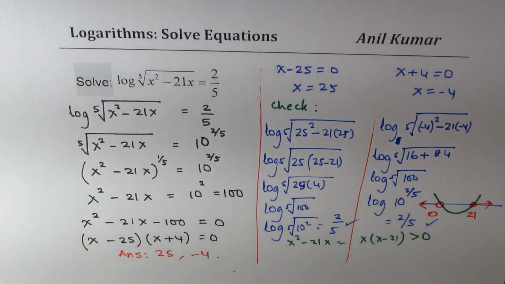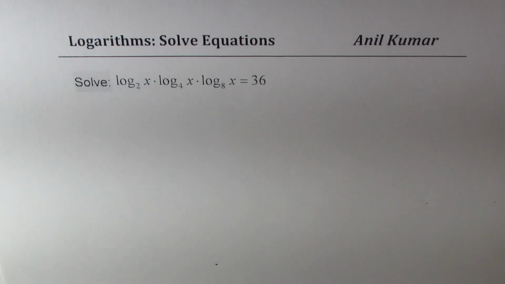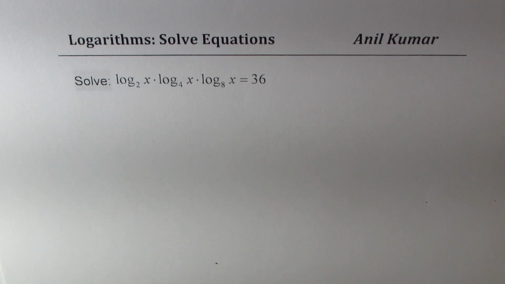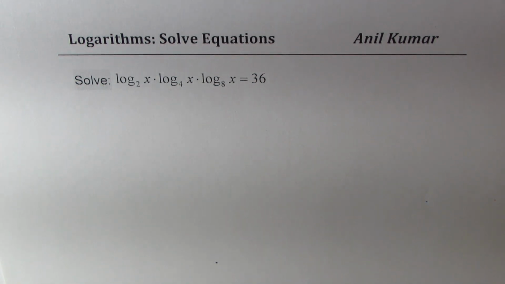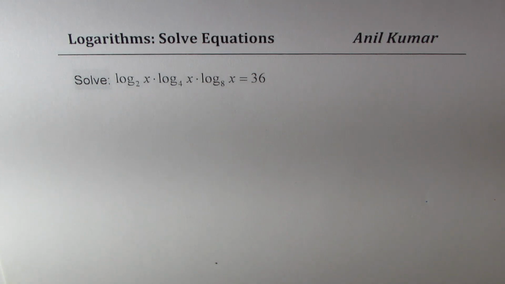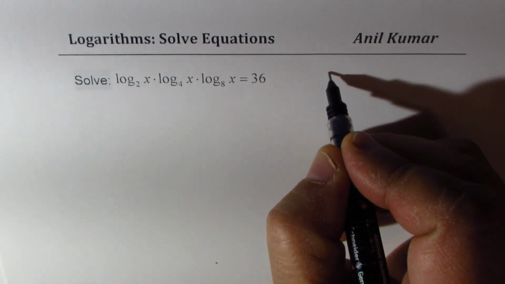Perfect. So it is kind of important to check. At times it may seem that it is not a solution, that it's an extraneous root, but truly speaking it is not, as we just verified. So let's continue and take up the next example. Now here is the third example. Log to the base 2 of x times log to the base 4 of x times log to the base 8 of x is equal to 36. So we need to change the base.